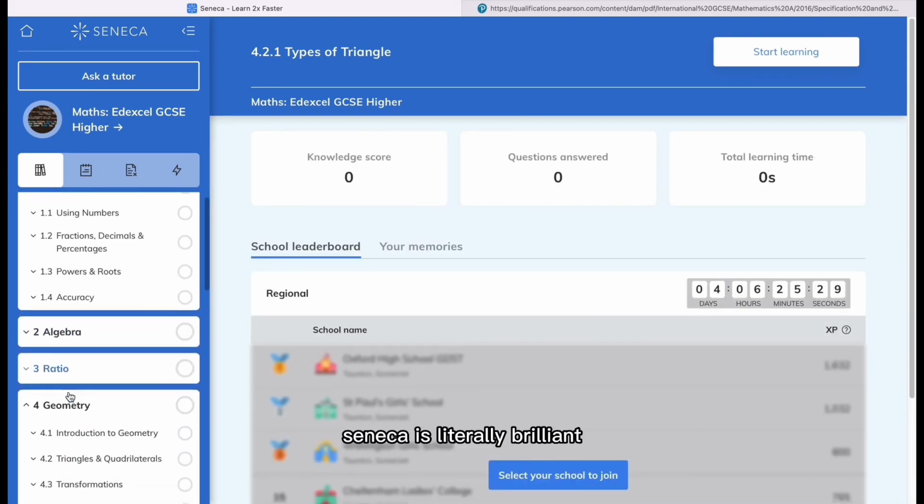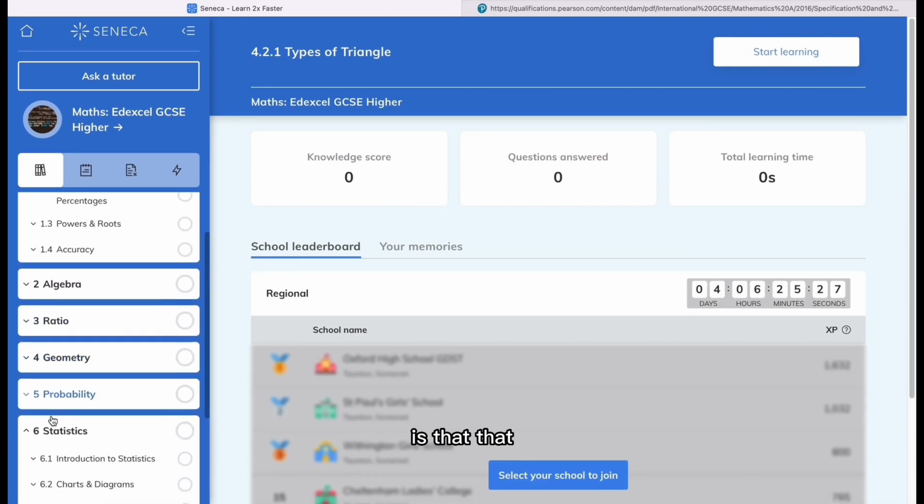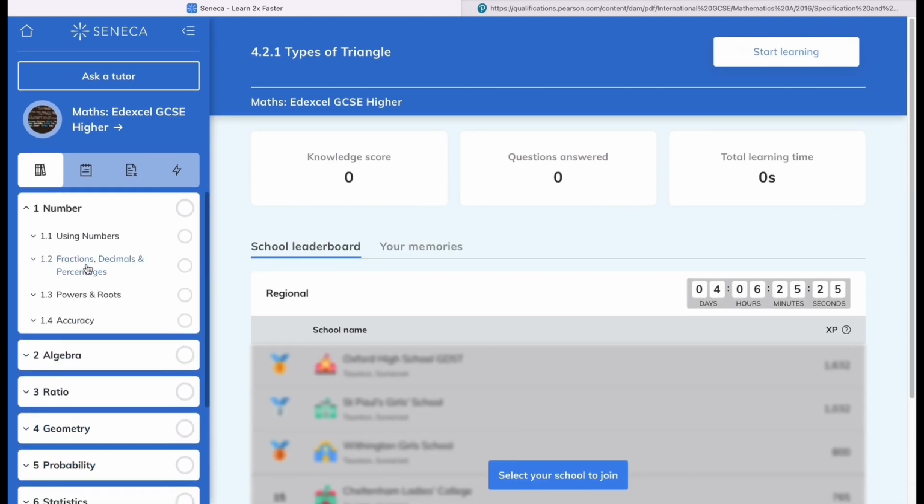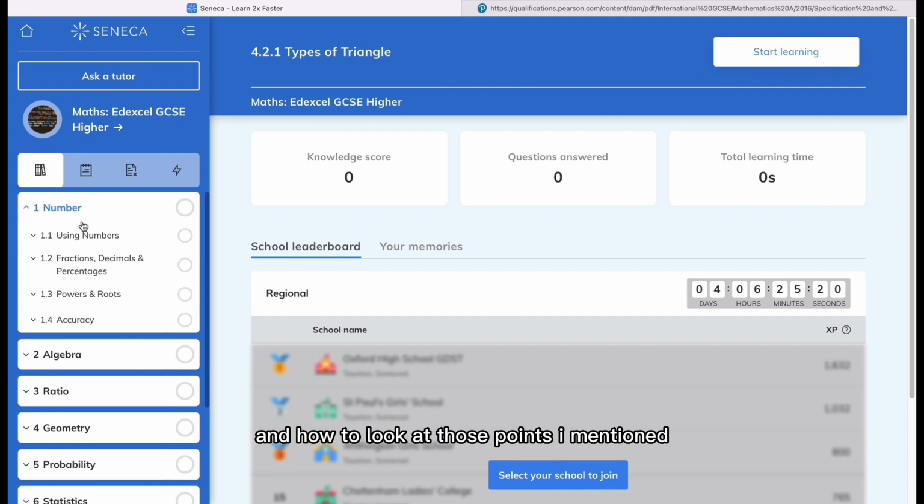Seneca is literally brilliant. I wouldn't recommend it highly enough. It's that useful. So we're going to look at how I would do a particular topic, and how to look at those points I mentioned when I stated the demonstration and secrets to getting a grade 9 in GCSE maths. One thing I said: do not look back and do not cheat yourself. That's something I mentioned in there. And make the most out of the questions that are being answered.